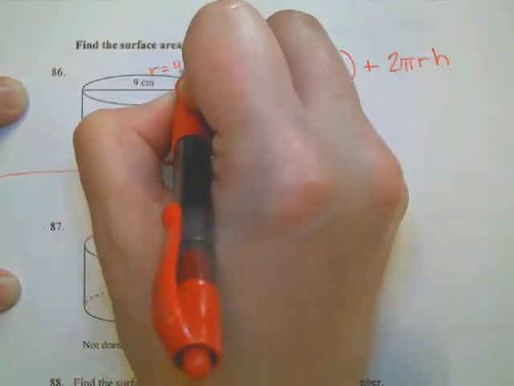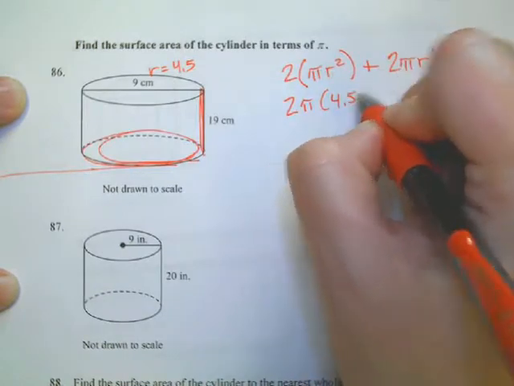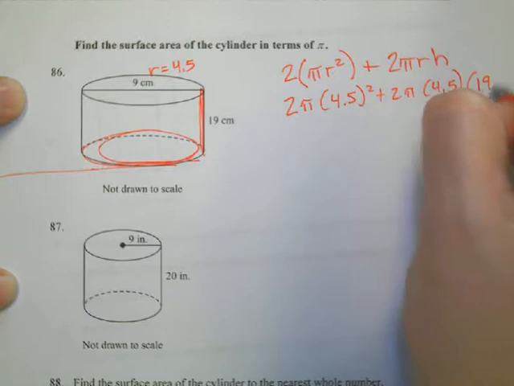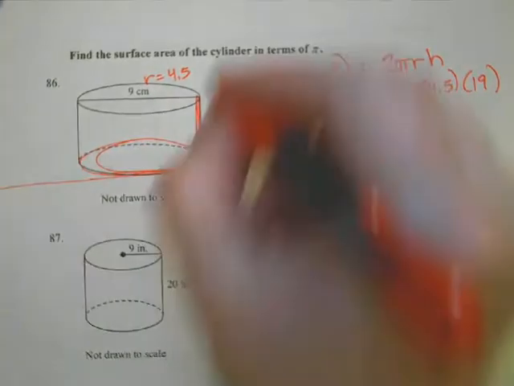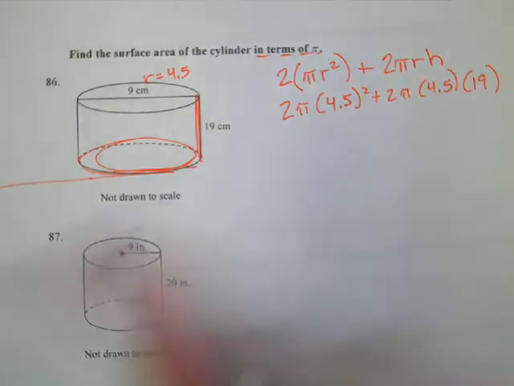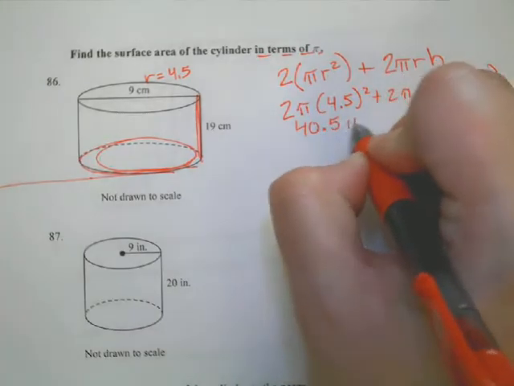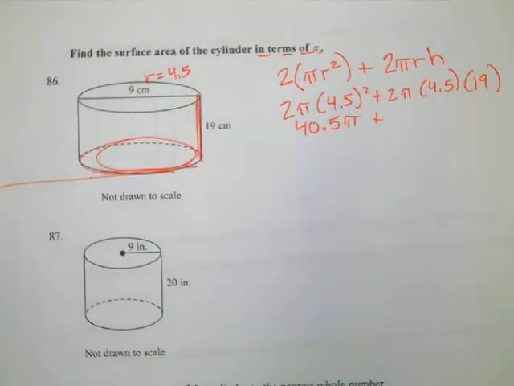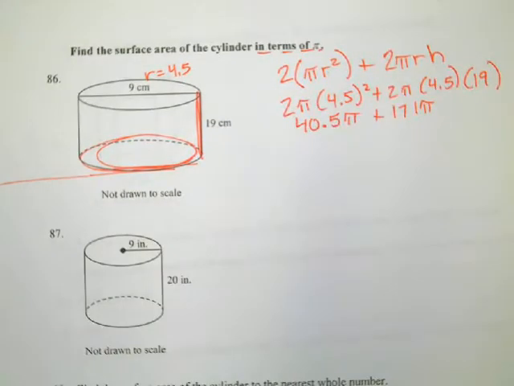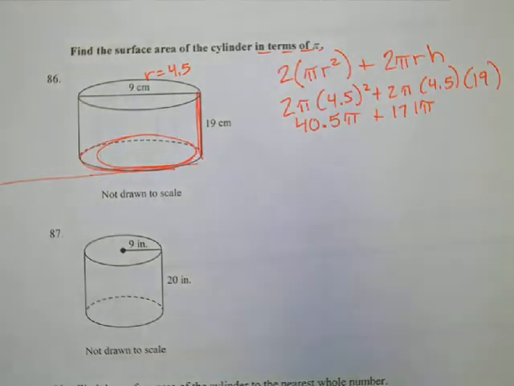Alright, so this is just calculations. Now fortunately it does want this in terms of pi, so we don't have to calculate it completely. So I end up with 40.5 pi here. And then for the label, 4.5 times 19 times 2 gives me 171 pi. So I'm adding 40.5 pi's to 171 pi's. And that gives me 211.5 pi's. This is area, so we are in square units. 211.5 pi, good.